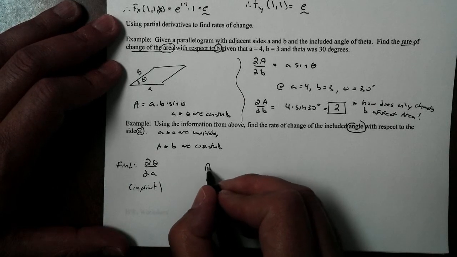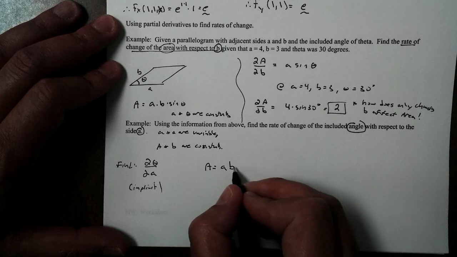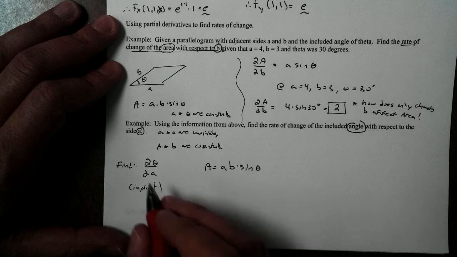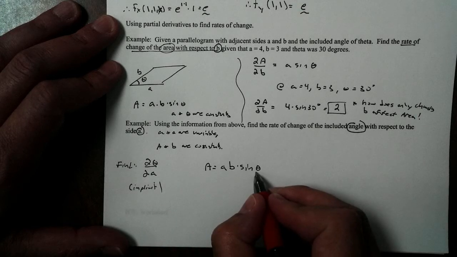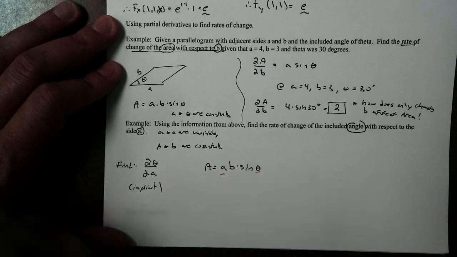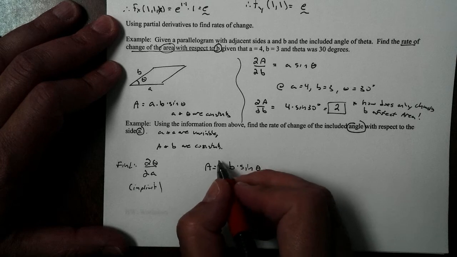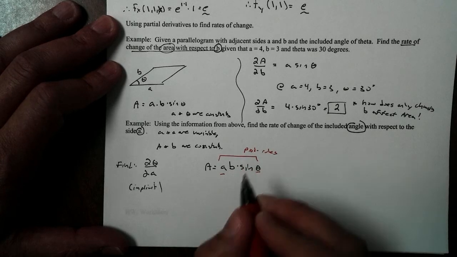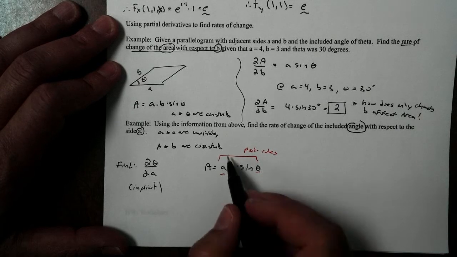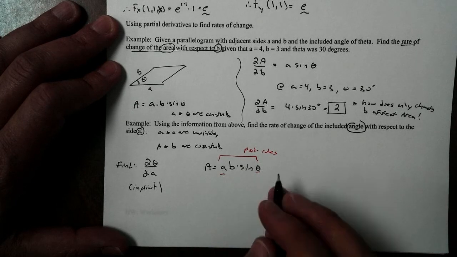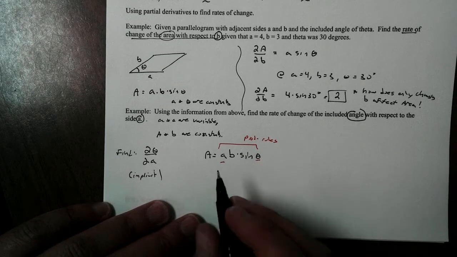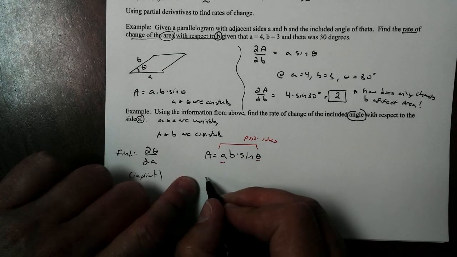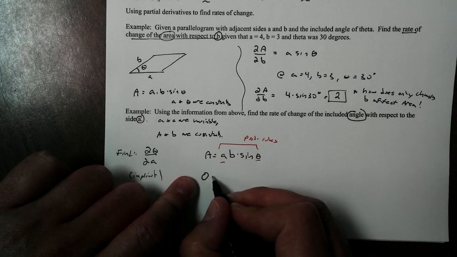Well, we know that the area is A, B, sine theta. Now, if you notice, we're looking at the change in theta and how it's affected by the area. So what we wind up with here is a product rule, because those are two variables. These are my two variables, A and theta. So when I take the derivative, well, A is a constant. Its derivative is just going to become 0.